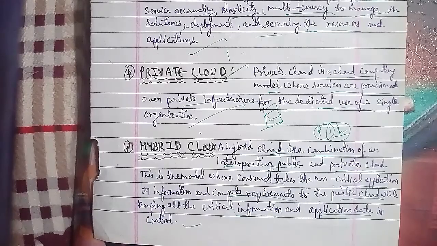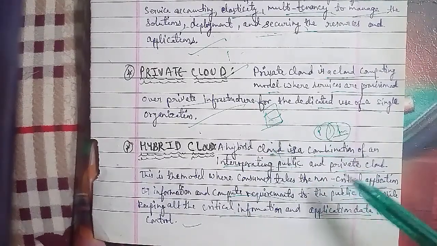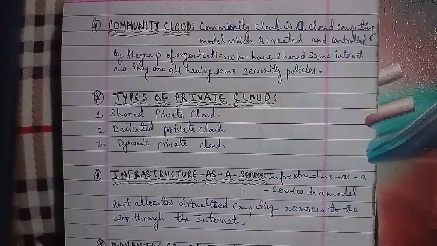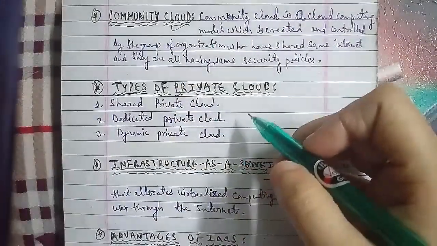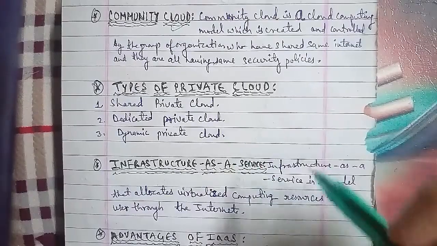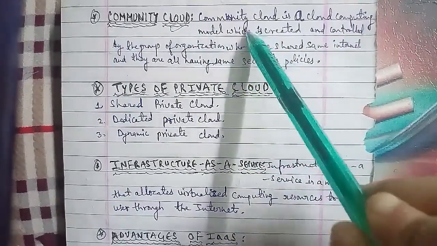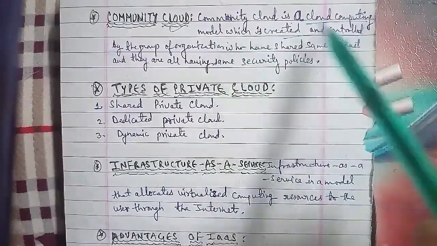They can ask you to define community cloud in a 2 marks question. So what is community cloud? Community cloud is a cloud computing model which is created and controlled by a group of organizations who have a shared network and the same security policy.